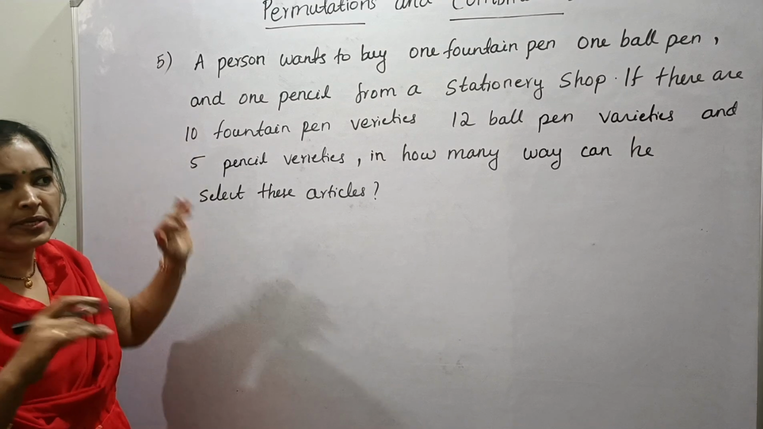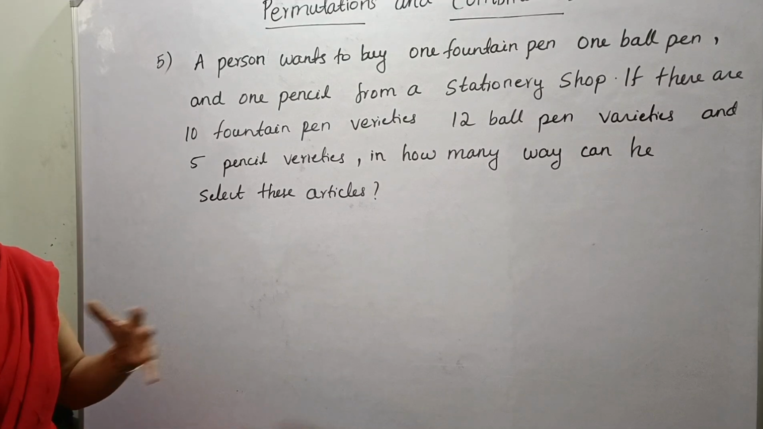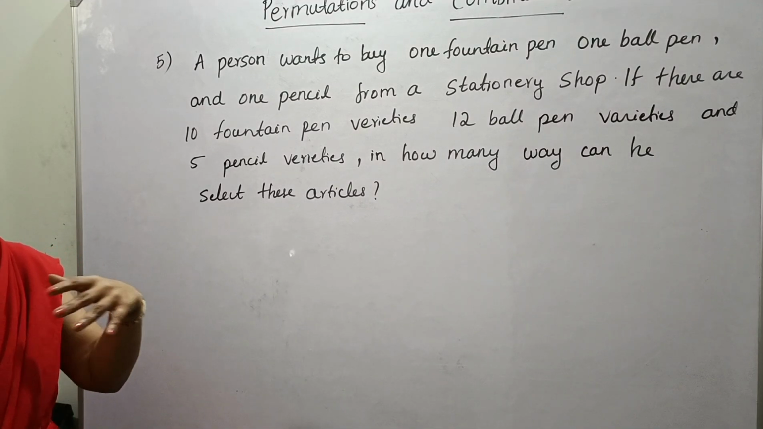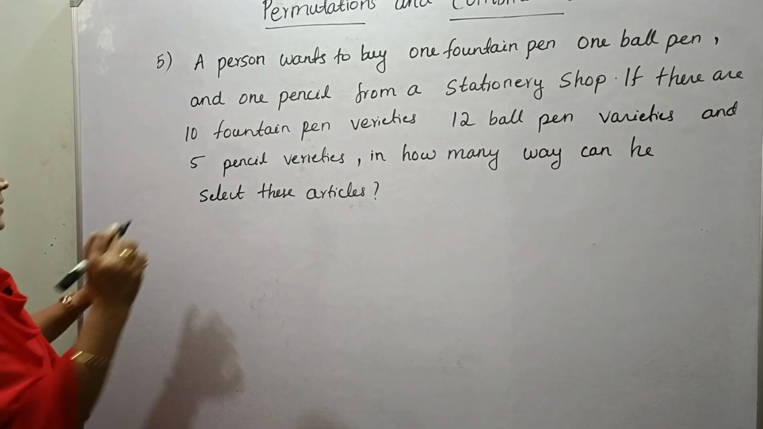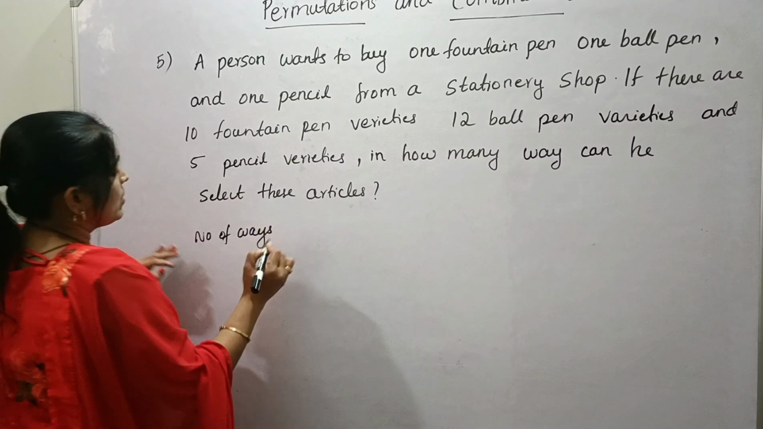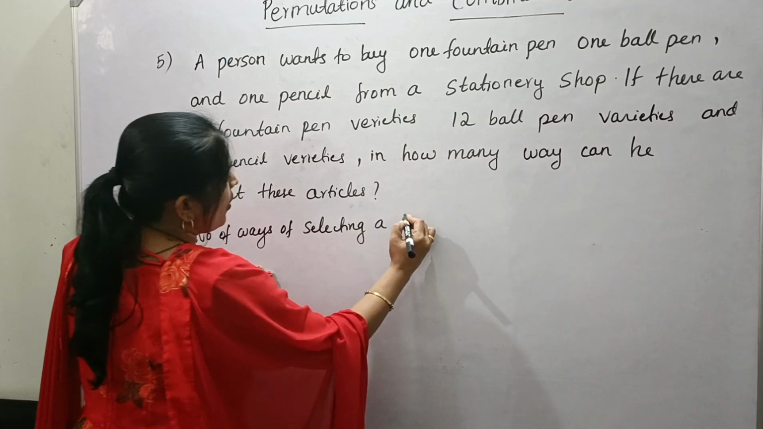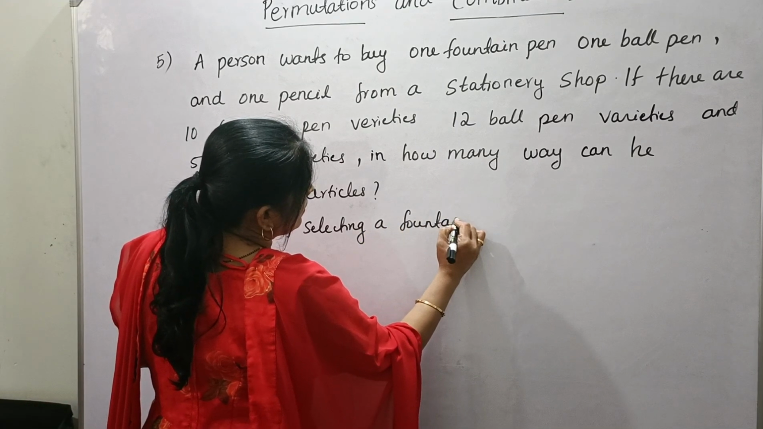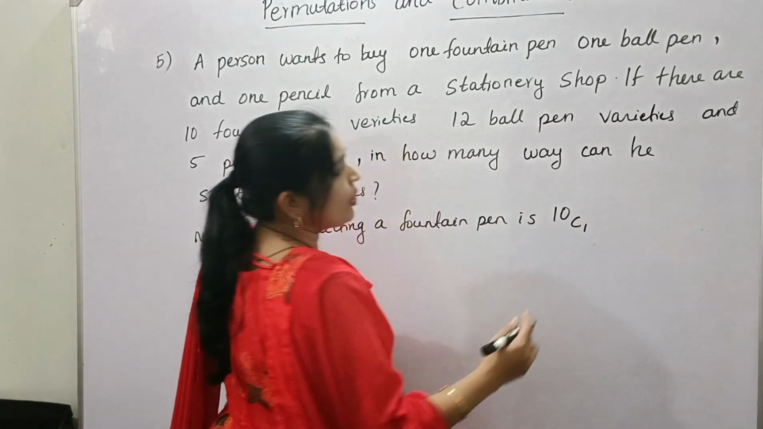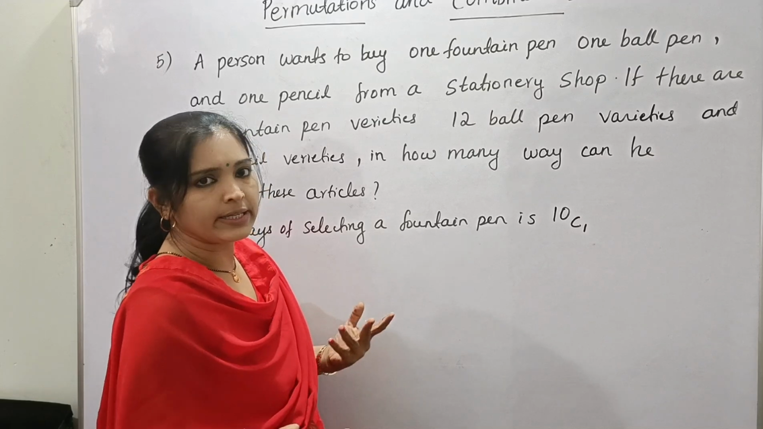Combination 10C1, that means 10 ways. He can select in 10 ways, right? Because there are 10 fountain pens. So he will select a fountain pen out of 10 fountain pens. The number of ways is 10, right? So the number of ways of selecting a fountain pen is 10C1, or you can write directly 10, okay, 10 itself.